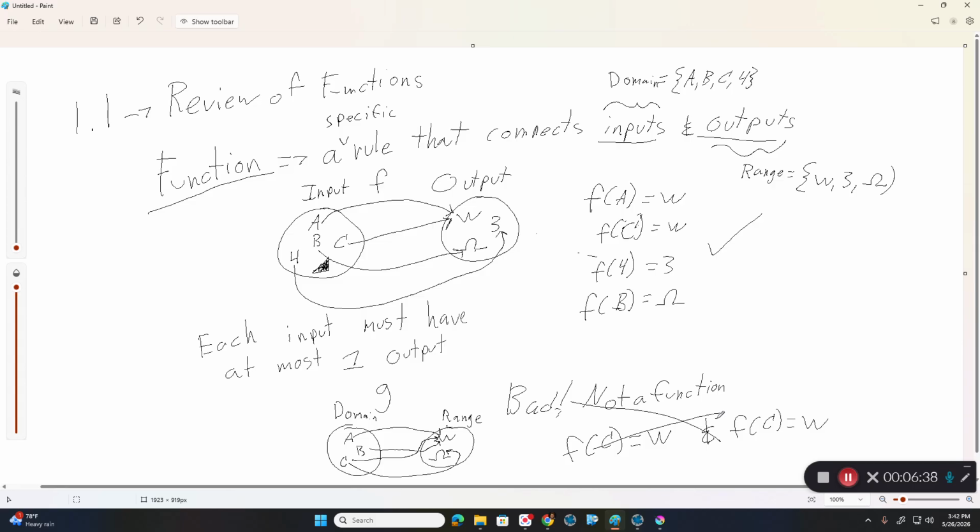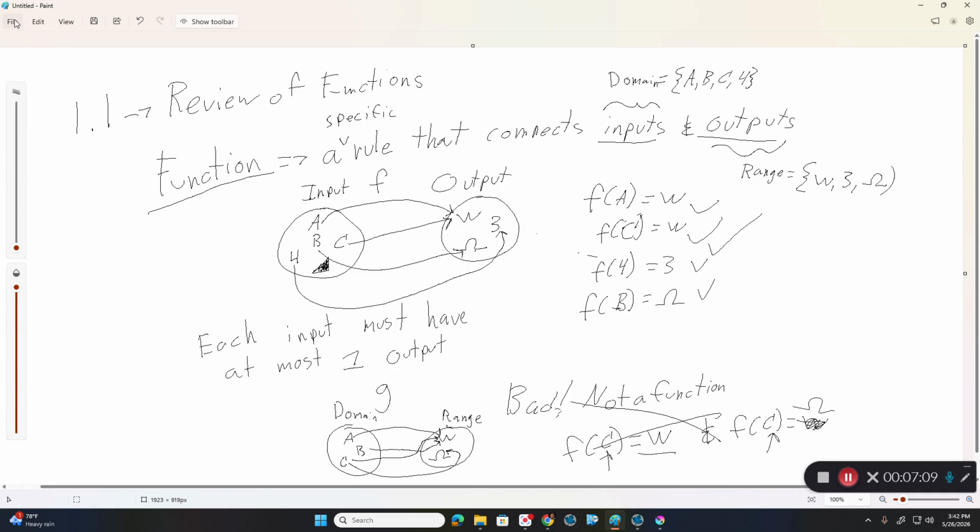And remember, we can have this type of repetition. A, the input element, only has one output element. Every time you type in A, you get out W. Every time you type in C, you get W. That repetition is fine. The bad repetition is inputting one input, C, yet getting two different outputs. That's the one we have to avoid.